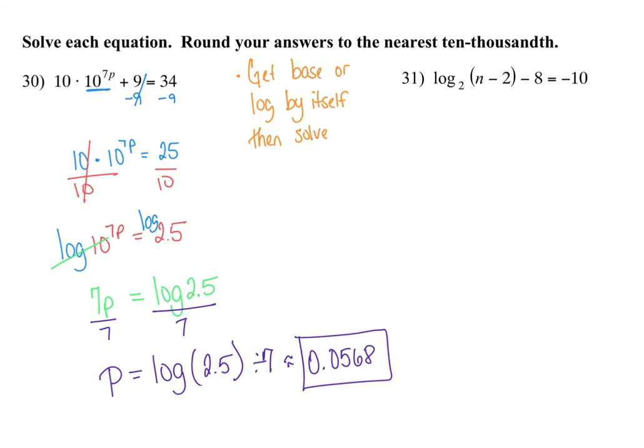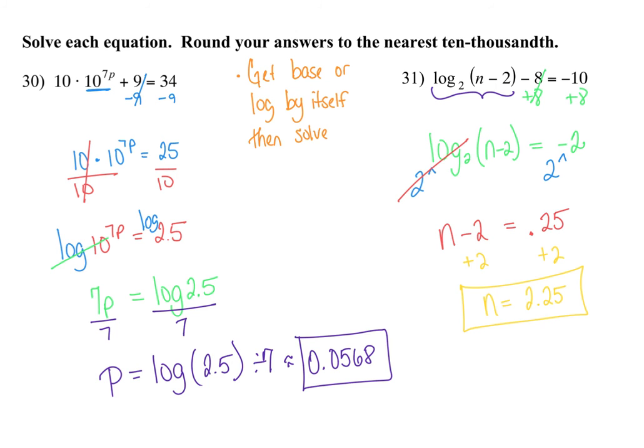That was 2.5. So when you are solving logarithms, get the log by itself, add anything over. Bases cancel out bases. It was a log base 2. That means 2 to the power, 2 to the power, cancel. 2 to the negative 2 is 0.25. Add the 2 over. Your final answer, 2.25.